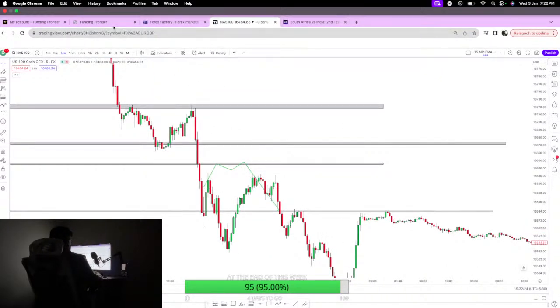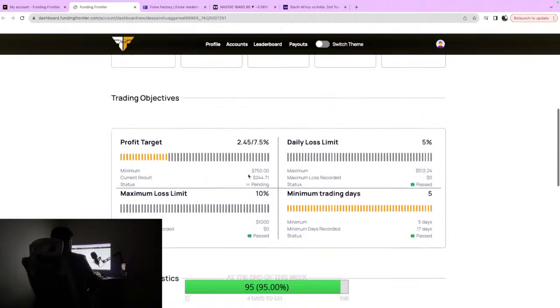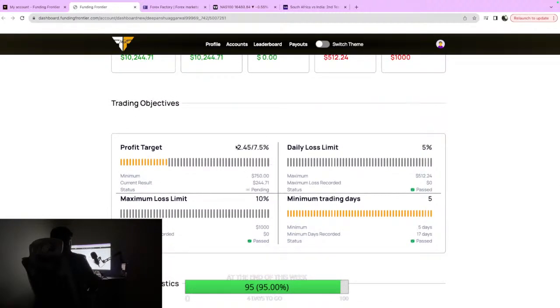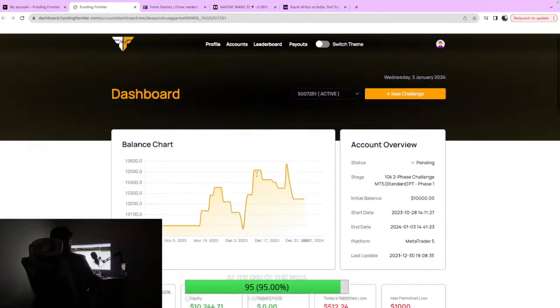Let me show you the dashboard once. So this is the current profit in the equity, 10,244. This is the target, 7.5%, and we are 2.45% up. Still a lot is remaining. Okay.